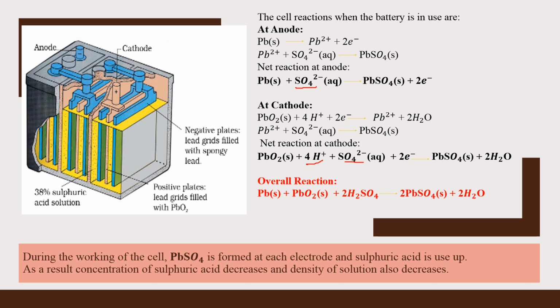During the working of the cell, lead sulfate PbSO4 is formed at each electrode, at the cathode as well as at the anode, and sulfuric acid is used up. The sulfuric acid present in the electrolyte gets used, so the concentration of sulfuric acid decreases, and the density of the solution also decreases.